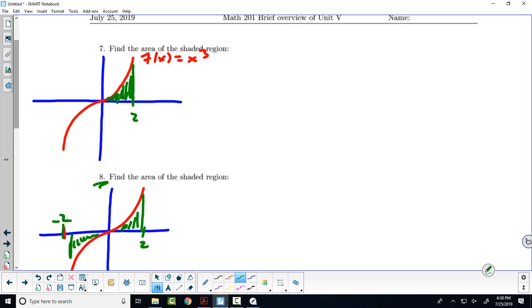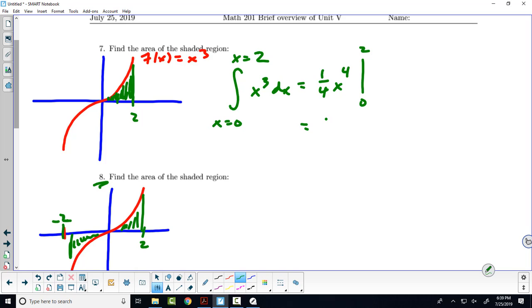Okay, so we ended up with the definite integral from x equals 0 to x equals 2 of x cubed dx, which gave us 1/4 x to the 4th evaluated from 0 to 2. Okay, do you need that evaluation bar? Yes. Okay, folks, what did I do from here to here? I took the antiderivative, so I'm done writing the antiderivative symbol. Right? All right, then this gives me 1/4 times 2 to the 4th minus 1/4 times 0 to the 4th.